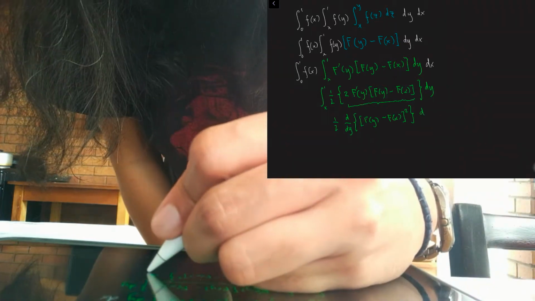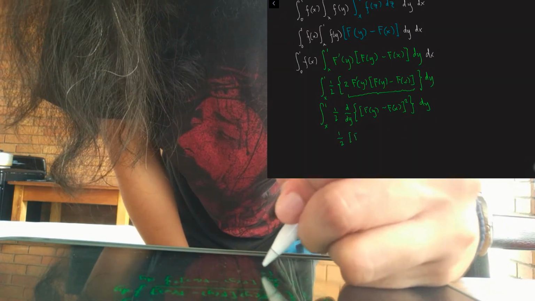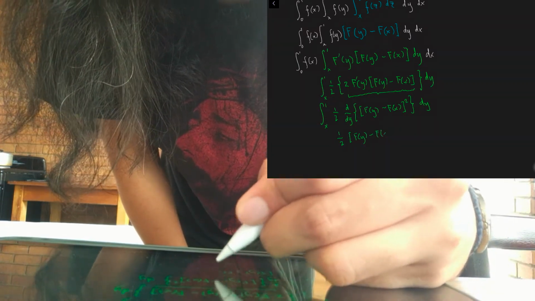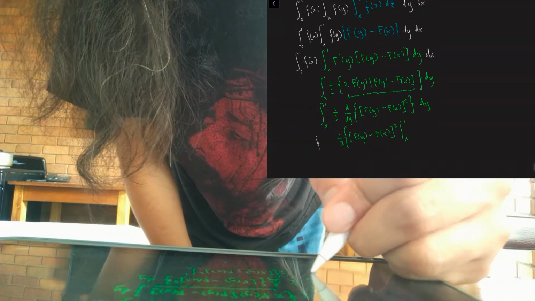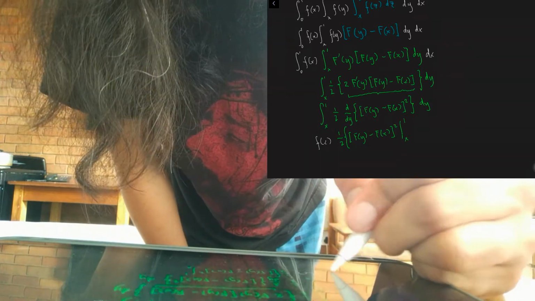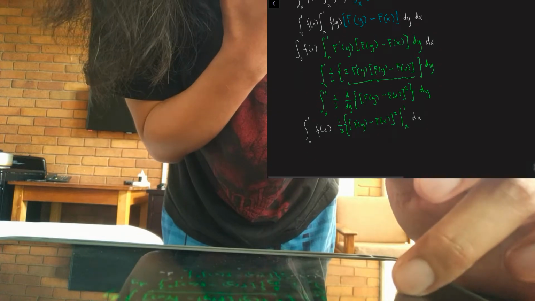So then let's copy everything else. So you have 1/2 dy integral from x to y. Well, the integral is now an exact differential. Therefore, the value of the integral is just 1/2 F of y minus F of x squared evaluated from x to 1. Okay. Well, let's copy the rest. F of x integral 0 to 1 dx. Okay, so that's the simplified form.